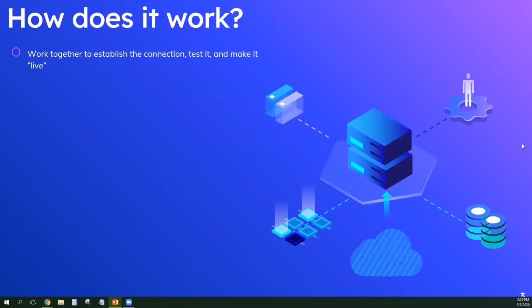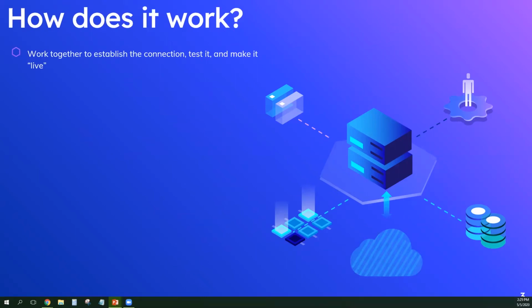So how does an interface work? First off, your facility staff, your EMR vendor, and myself have to work together to establish the interface by completing the onboarding process. We'll touch a little more on the details of that process later in this presentation.